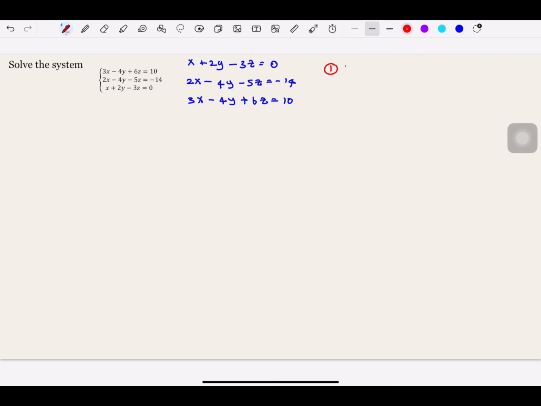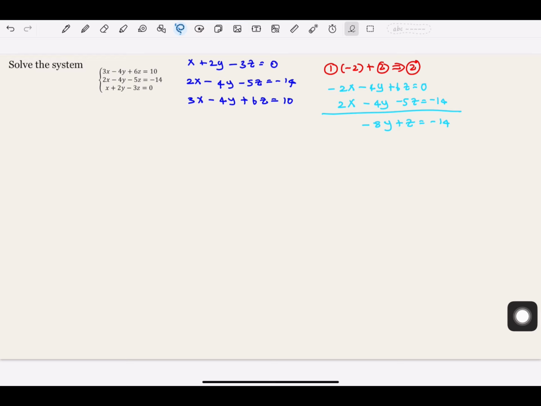So you have to multiply the first equation by negative 2, and you have to add it into 2, and you have to replace the second equation. So if you do that, you'll get negative 2x negative 4y plus 6z equals 0. And the second equation is 2x minus 4y minus 5z equals negative 14. So if you add them together, you'll get negative 8y plus z equals negative 14. So this is your resulting equation.